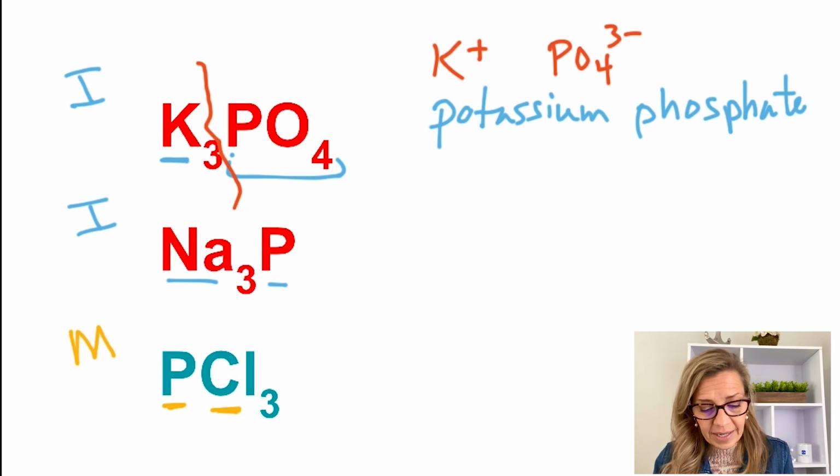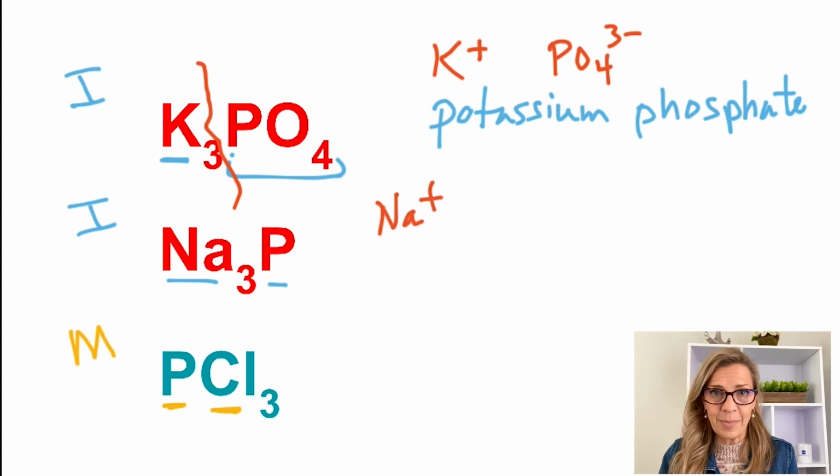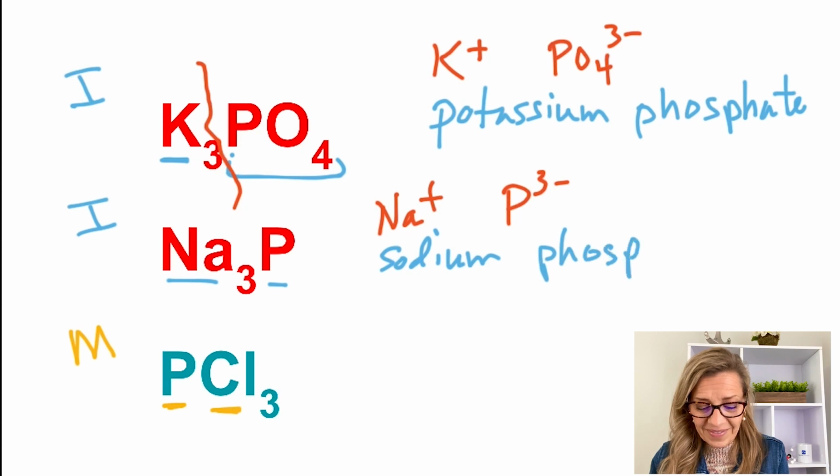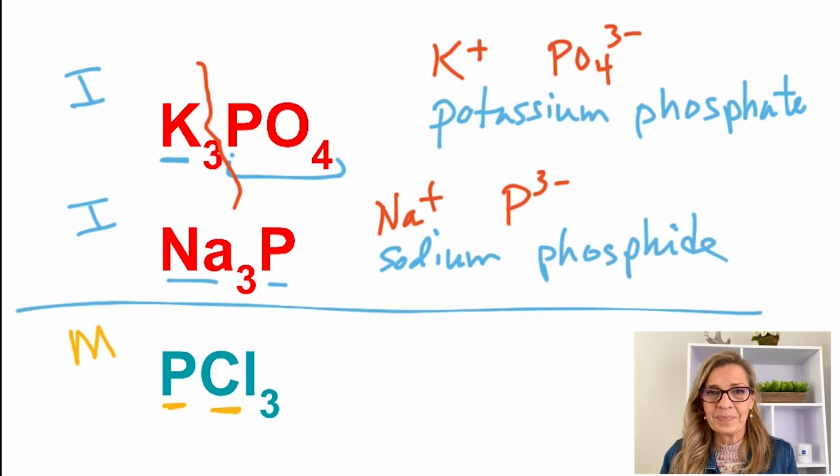All right, the next one is sodium. So sodium makes the Na+ ion, and then phosphorus makes, it's not phosphate, it is phosphide. So this one is sodium phosphide. Okay, it's really simple. Just name the ions. All right, now let's go to molecular. I actually think this is a little bit easier than ionic compounds.